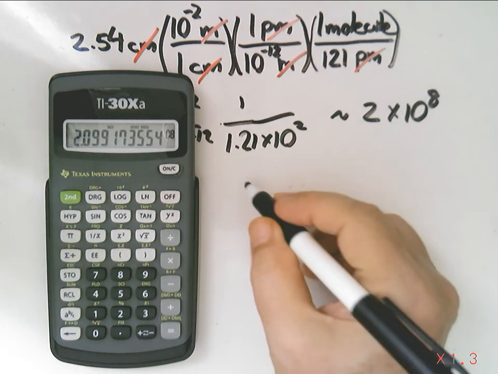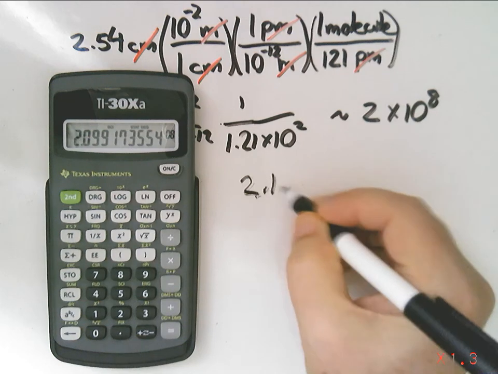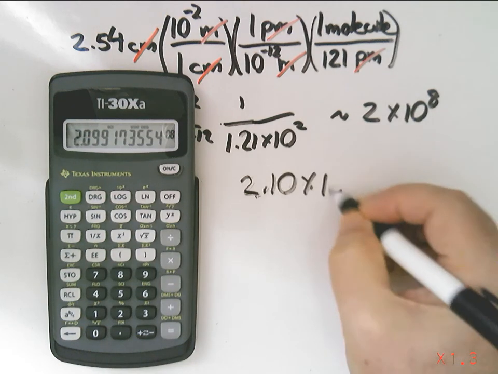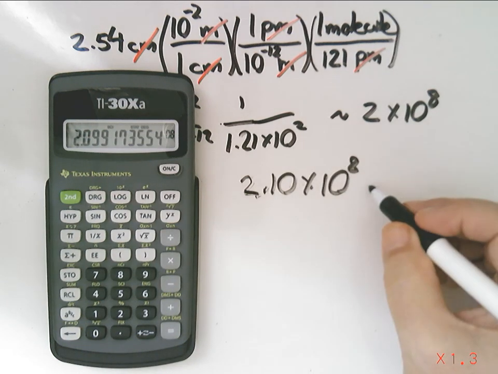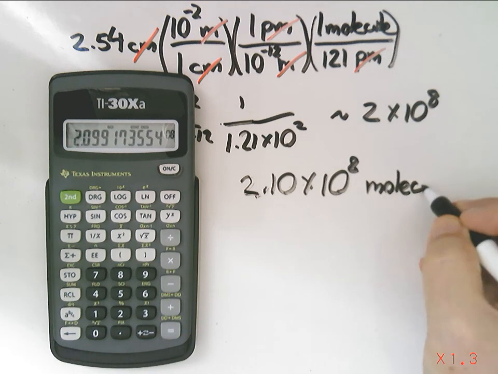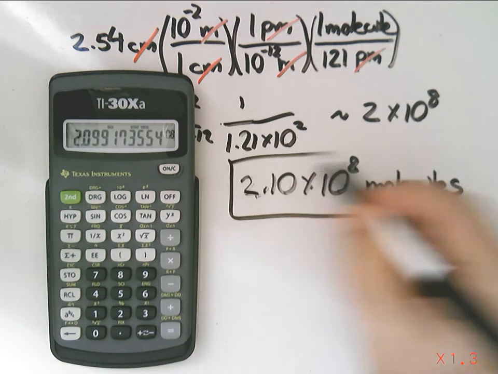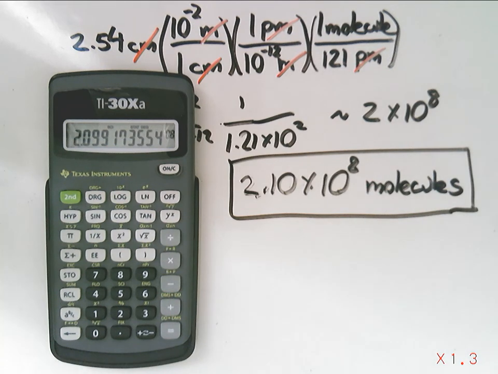So I'm going to write my final answer down as 2.10 times 10 to the 8. And now don't forget to put the units on there. In this case, we're counting molecules, so my units are molecules. Put a box around that. That's how you do that. Now I'm just having you fill in little pieces of this process in this question.